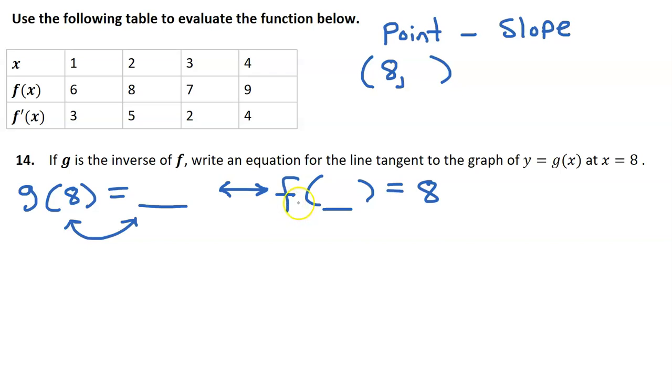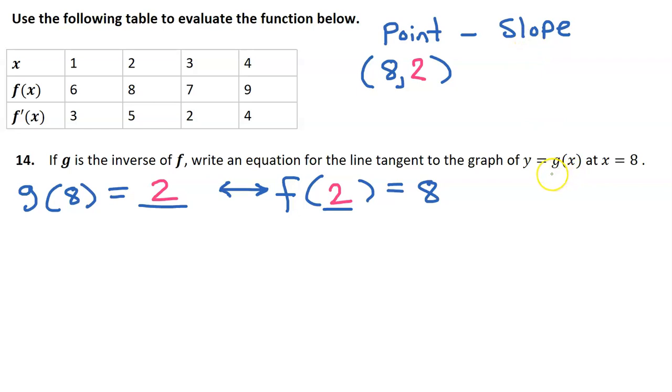So f at what value will equal 8? Here's function f, and here is 8. I see that f at 2 is 8. So this is the value that I was looking for. That means this is the value here as well. In other words, g at 8 is 2, and we just found the y value. Now I have the point, but I need to find the slope.